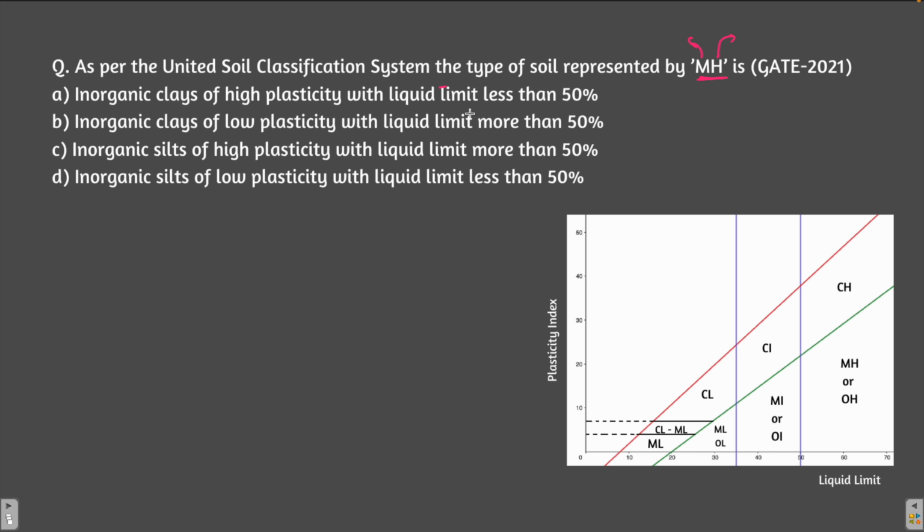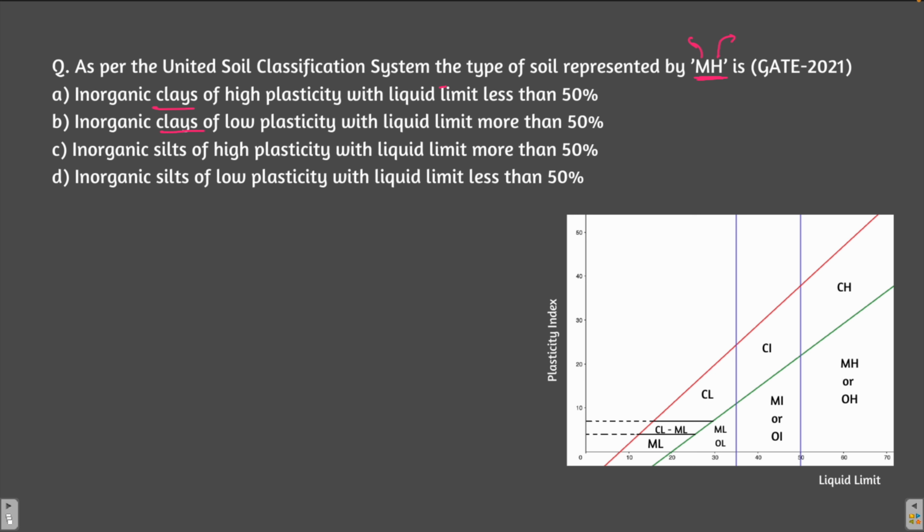Okay. So whenever the liquid limit of the soil is greater than 50, this is the 50 mark, it is having high compressibility. So CH means it is clay with high compressibility, MH means silt with high compressibility, or OH means organic soil with high compressibility. So MH is silt with high compressibility. So inorganic clays, this option is wrong.